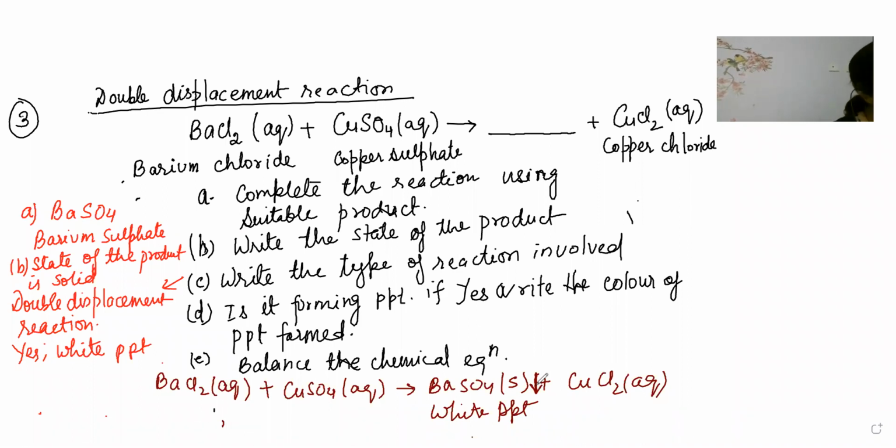This is a very, very important question. Let's see how many of you have done it correctly. Okay, everyone is giving answers. Very good. Well done. So BaSO4, barium sulfate, state of product is solid, double displacement reaction. Yes, white PPT formation is there. Balancing of chemical equation. So this is the one. Very good, Arif has given the correct answer. Like this only you have to write the answer, one complete package. Darshini balanced. Okay, very good.